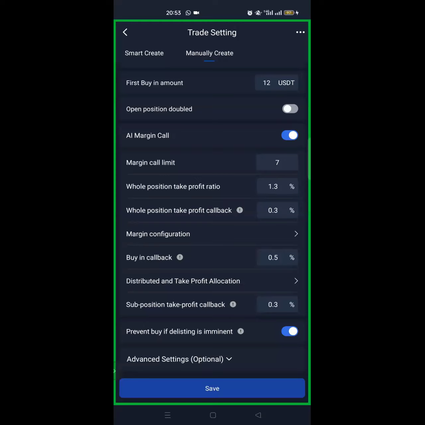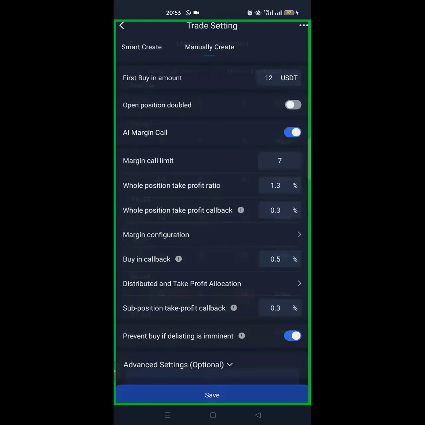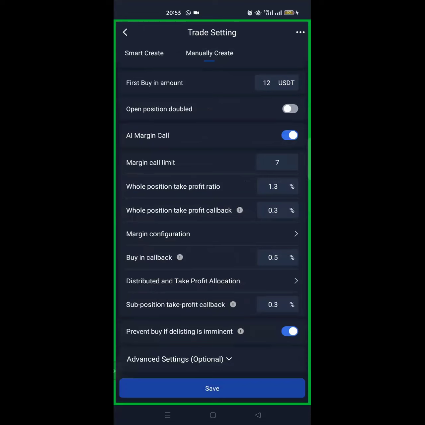But like I said, it discards whatever settings you put in your margins. It doesn't care about it. So that's what the AI margin call is for. Now, your margin call limit. This is the number of times you want your robot to buy for you.